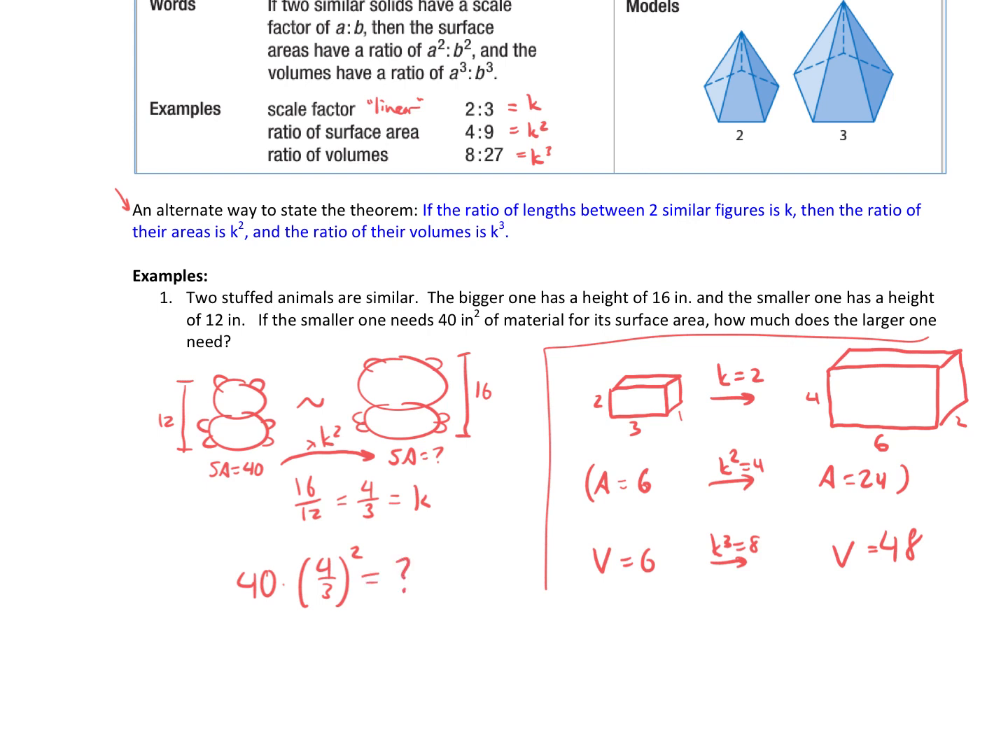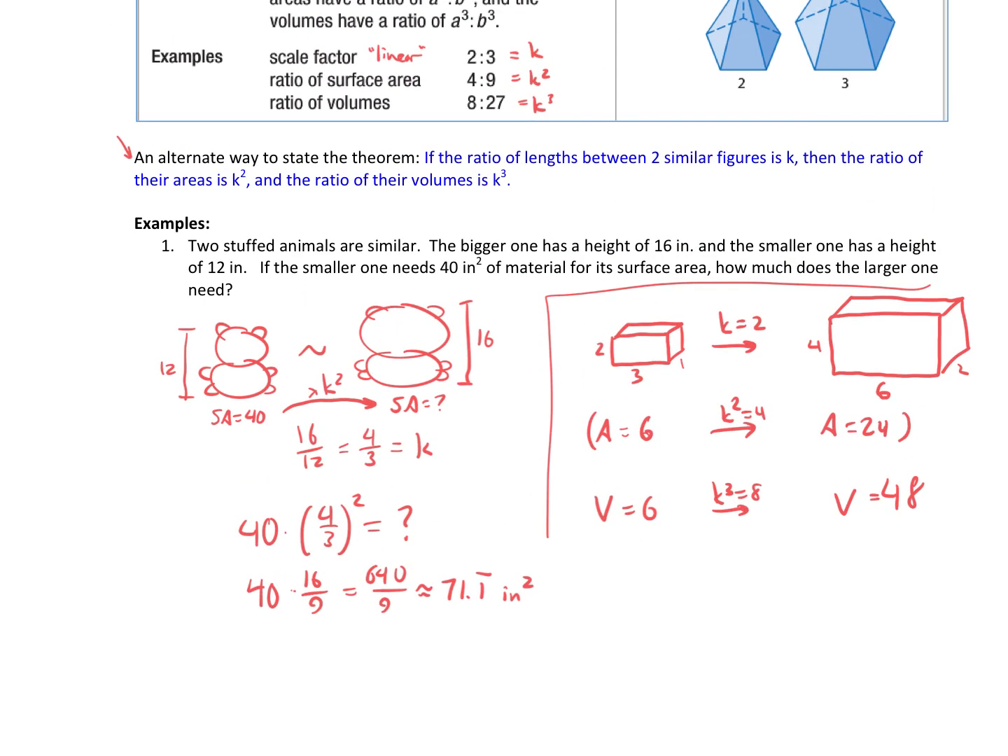4 thirds squared, of course, is 16 ninths. And 40 times 16 ninths is 640 ninths, which is a weird number, but it's perfectly good for a surface area, 71.1. And this is what, centimeters? No, inches. This is square inches of material, because that is an area measurement. Okay, great, just making sure. Was that it?